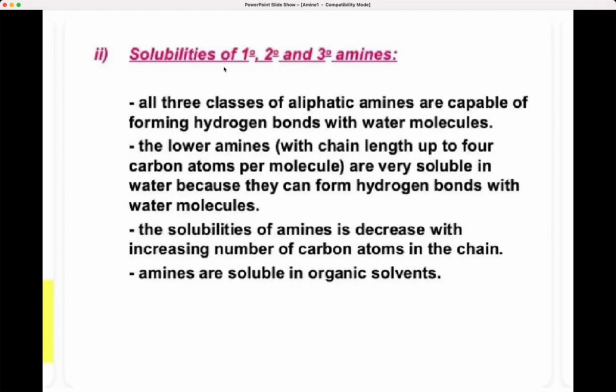Then what about the solubilities of primary, secondary and tertiary amines? All three classes of aliphatic amines can form hydrogen bonds with water molecules. The lower amines with chain length up to 4 carbon atoms per molecule are soluble in water because they can form hydrogen bonds with water molecules. Solubilities of amines decrease with increasing number of carbon atoms in the chain, and amines are soluble in organic solvents.